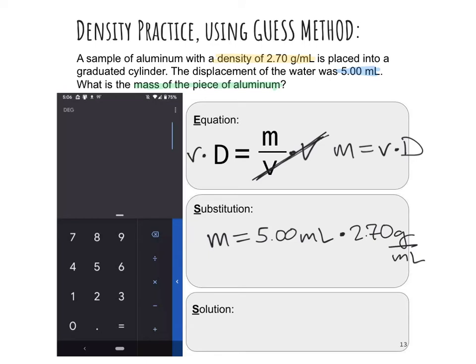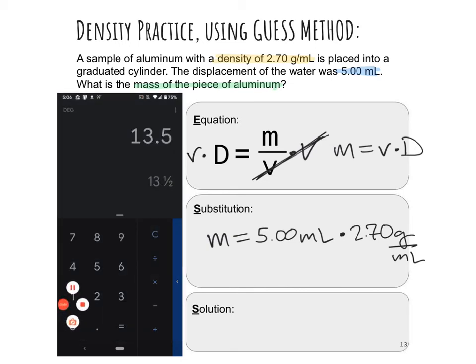And now we get to do that on the calculator. So I'll type in 5.00 milliliters times 2.70 grams per milliliter equals 13.5. So that's going to be our solution down here, 13.5. And the unit for mass is grams, and you can see that the substitution works out because the milliliters multiplied and the milliliters divided will cancel, and you're left with just the unit of grams. So in the end, we get the mass of 13.5 grams.